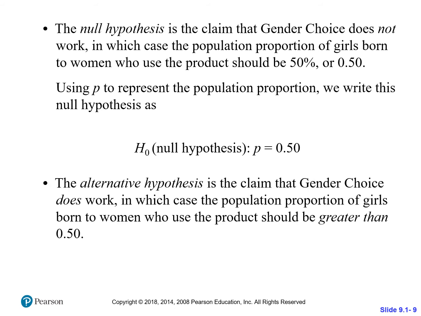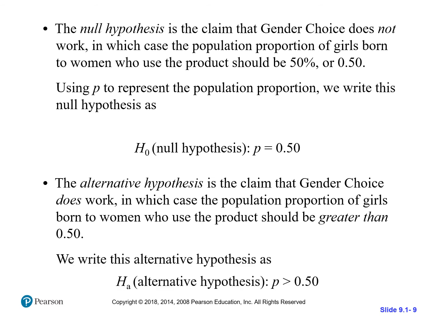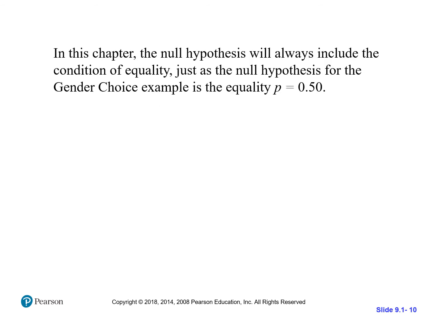The alternative hypothesis is the claim that gender choice does work, in which case the population proportion of the girls born to women who use the product should be significantly greater than 50% or 0.5. And the alternative hypothesis is H sub A, and in this case p is greater than 0.5.